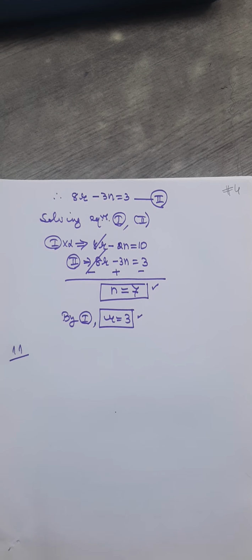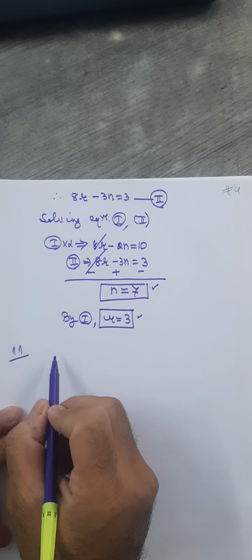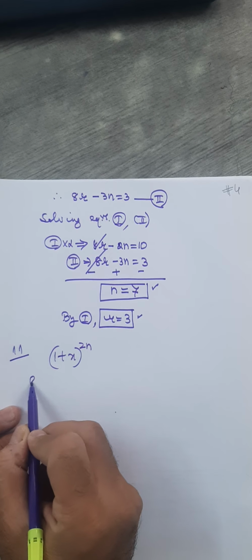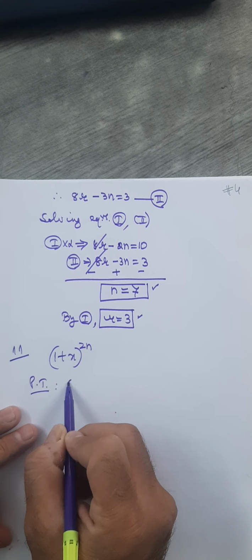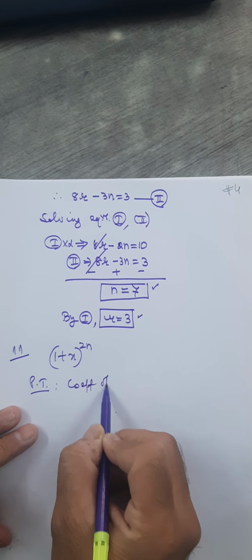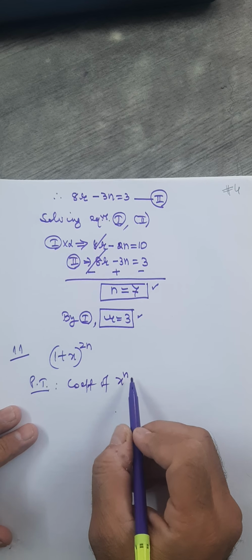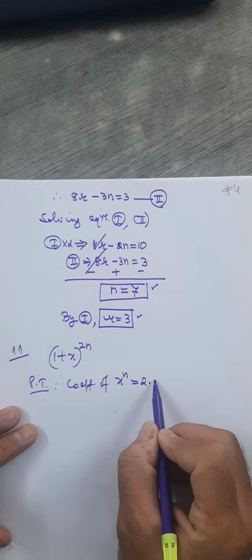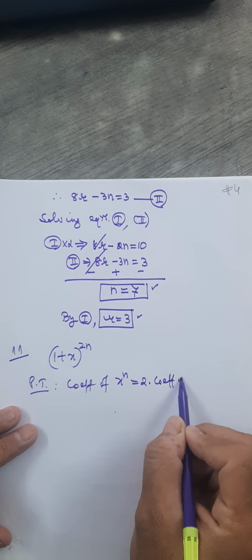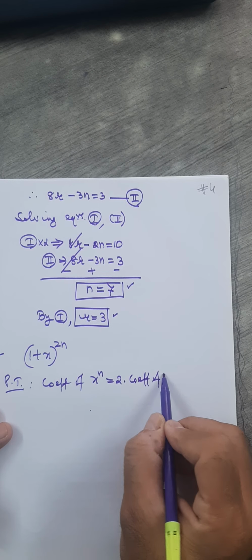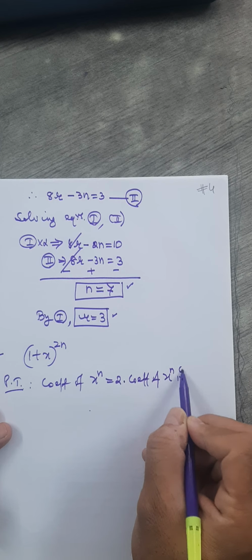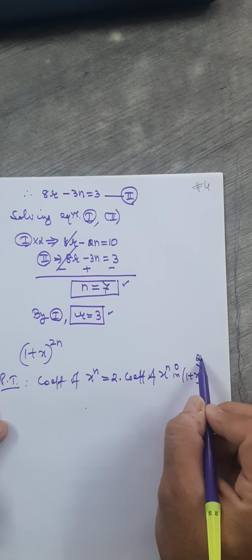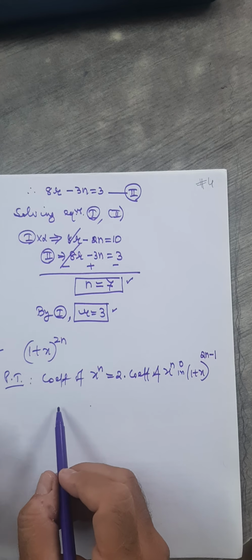Question number 11. You are asked to prove that in the expansion of (1 plus x) the whole raised to 2n, prove that, what is asked? The coefficient of x raised to n is twice the coefficient of x raised to n in this expression, (1 plus x) the whole raised to 2n minus 1, right?